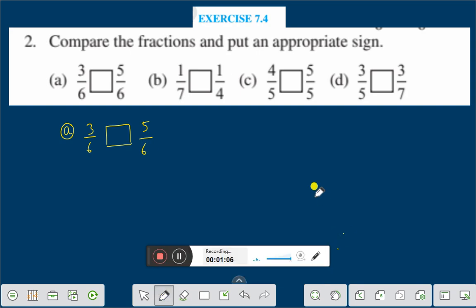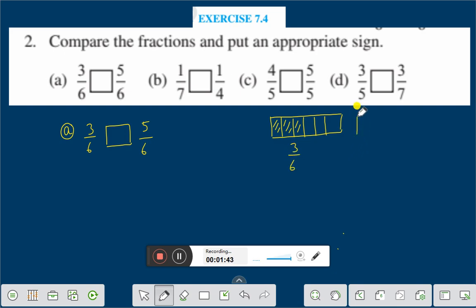Let us do once again, that is 3 by 6. We will make 6 equal parts, 1, 2, 3, 4 and 5. Suppose these parts are equal, right? Now 1, 2, 3, 4, 5, 6, 6 parts, and 3 parts are shaded. That means this part is 3 by 6. Next one, 5 by 6.